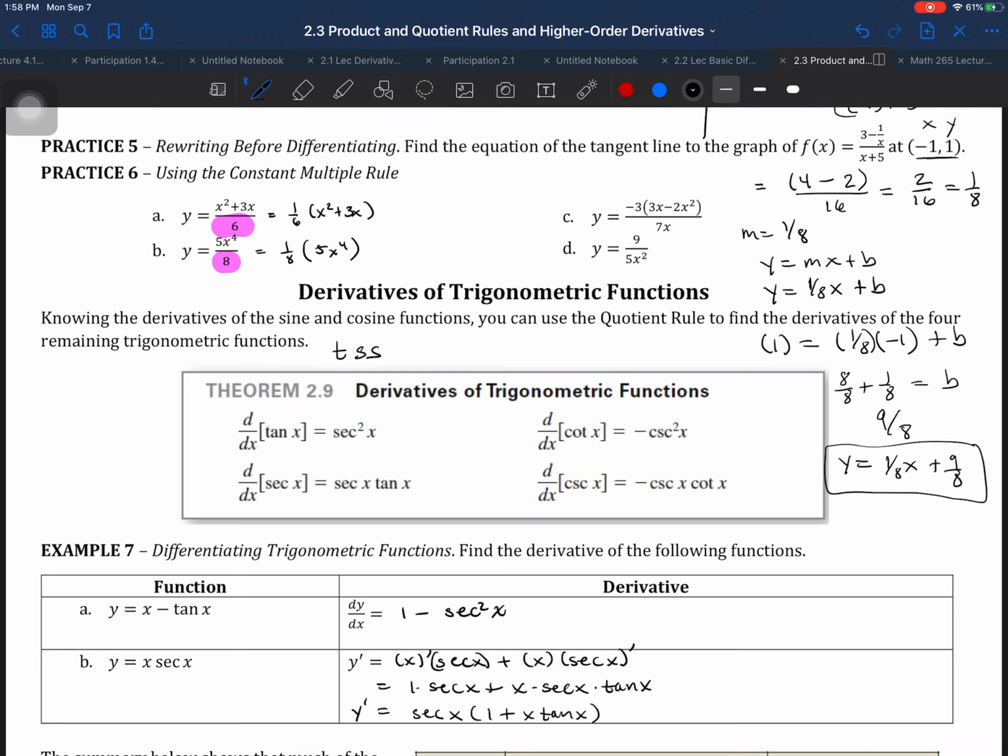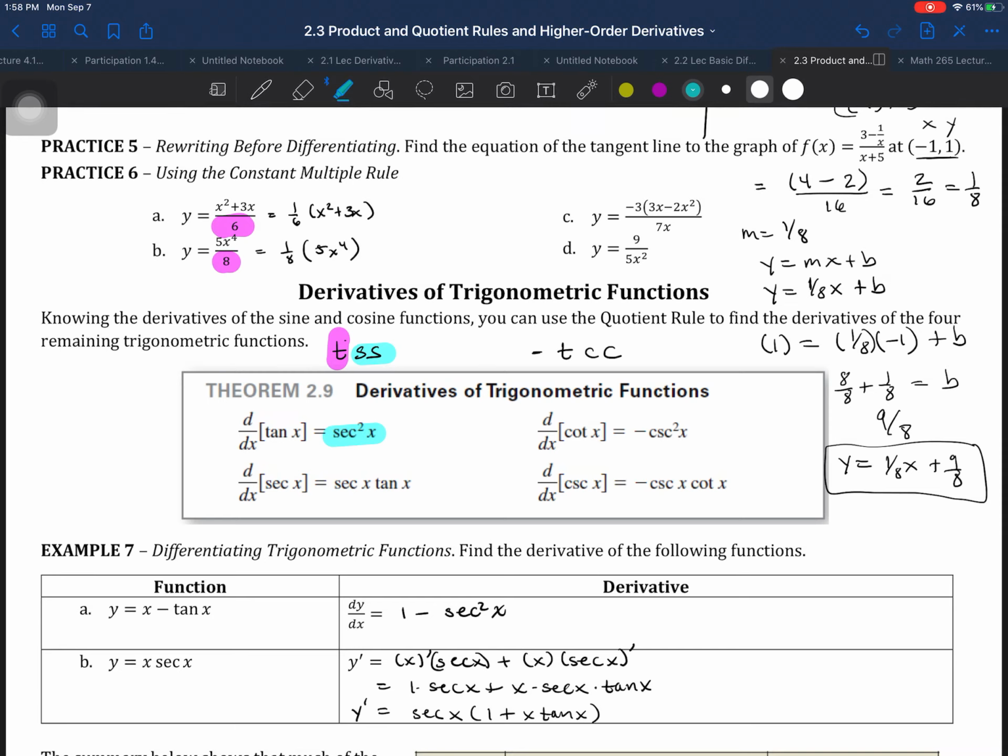TSS, and then TCC. Okay, remember this. So what I'm saying here is, if you're taking the derivative of t, notice that the derivative of t will be secant times secant, so secant squared. Do you guys see that? The derivative of tangent is secant squared. So in other words, secant times secant.